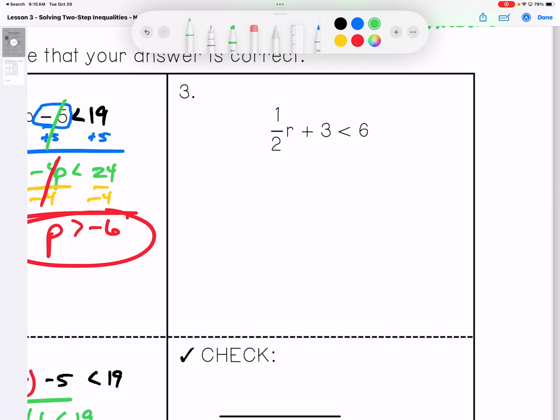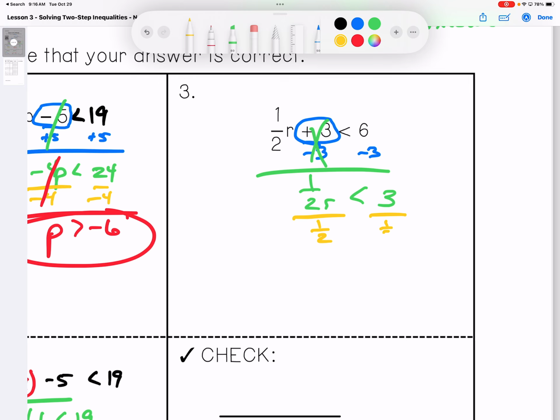Number 3, undo the addition or subtraction first, which is the plus 3. So I'm going to subtract 3 from both sides. Those go away. I'm left with 1/2 r is less than 3. That is 1/2 times r, so we're not dividing. 1/2 times r, that's multiplication. So we're actually going to divide. So we're going to divide both sides by 1/2. And you're left with r is less than 6.